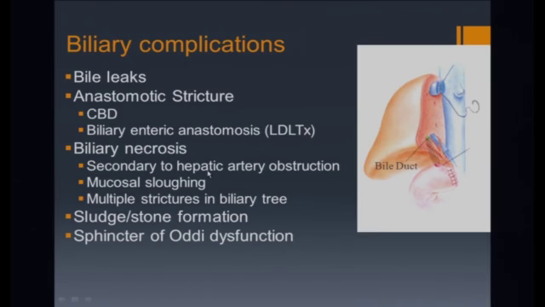Biliary necrosis, as I mentioned, can be secondary to hepatic artery obstruction and lead to mucosal sloughing and strictures in the biliary tree and biliary obstruction. Then there is sludge or stone formation. Patients with liver transplants have an increased predilection to forming sludge and stones, and there is also an increased incidence of sphincter of Oddi dysfunction.